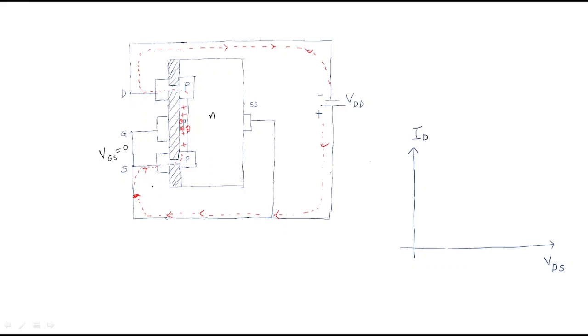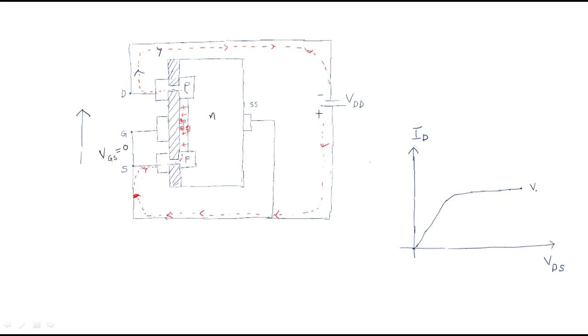Generally the holes flow from source to drain. Current flow always follows the holes, so the current flows from the source to drain. Electron flow is the reverse. So I will write, if VGS is 0, the current flow is like this. The current initially increases to a point, and after that it becomes constant.